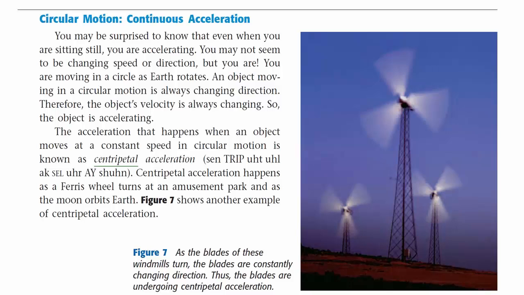The acceleration that happens when an object moves at a constant speed in circular motion is known as centripetal acceleration. Centripetal acceleration happens as a Ferris wheel turns at an amusement park and as the moon orbits Earth. Figure 7 shows another example of centripetal acceleration.